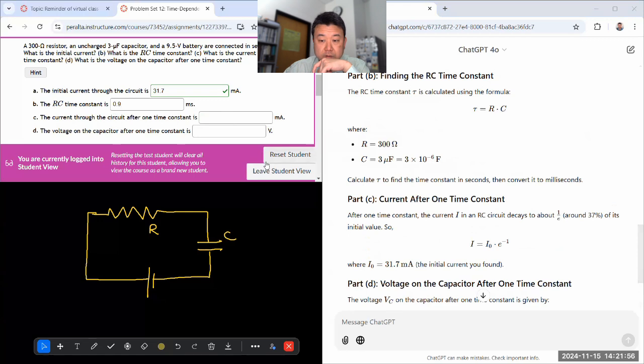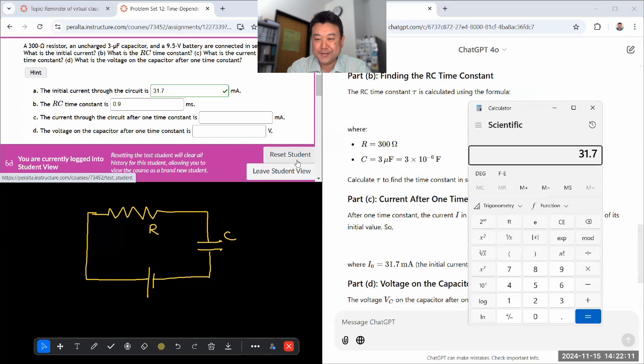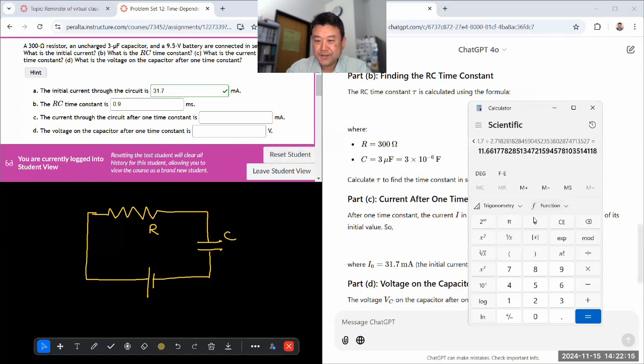Current through the circuit after one time constant. So division by e to 1% precision is division by 2.7. Yeah, I don't think I can do that in my head. In any case, it's a waste of time, so let's just use the calculator. So 11.7.